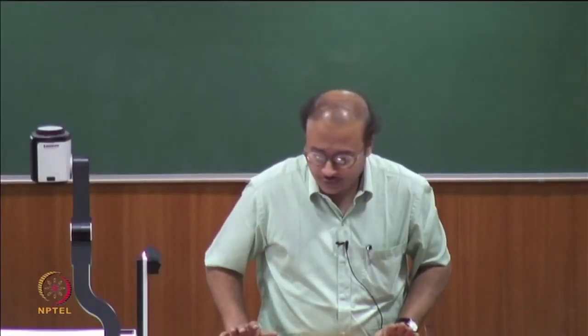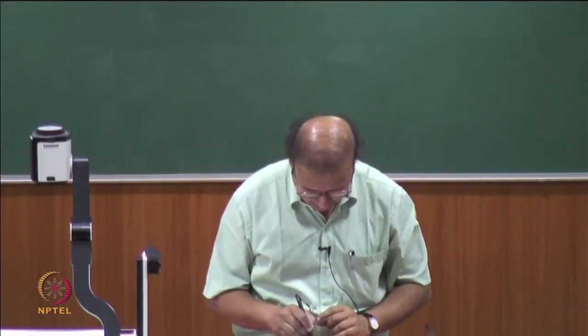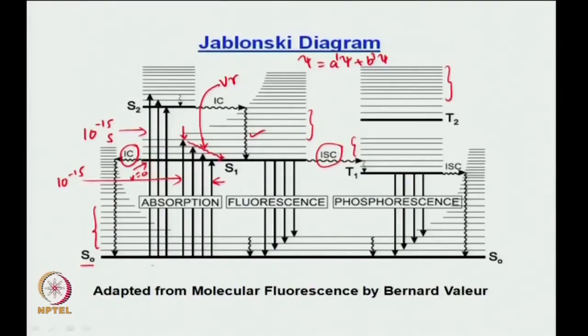With a discussion on fluorescence. Last class we started looking at the Jablonski diagram in some detail, right? We talked about absorption before, and we started talking about fluorescence. Before going to fluorescence, we talked about some of these non-radiative de-excitation pathways, like internal conversion, intersystem crossing, vibrational relaxation, all these things, right?